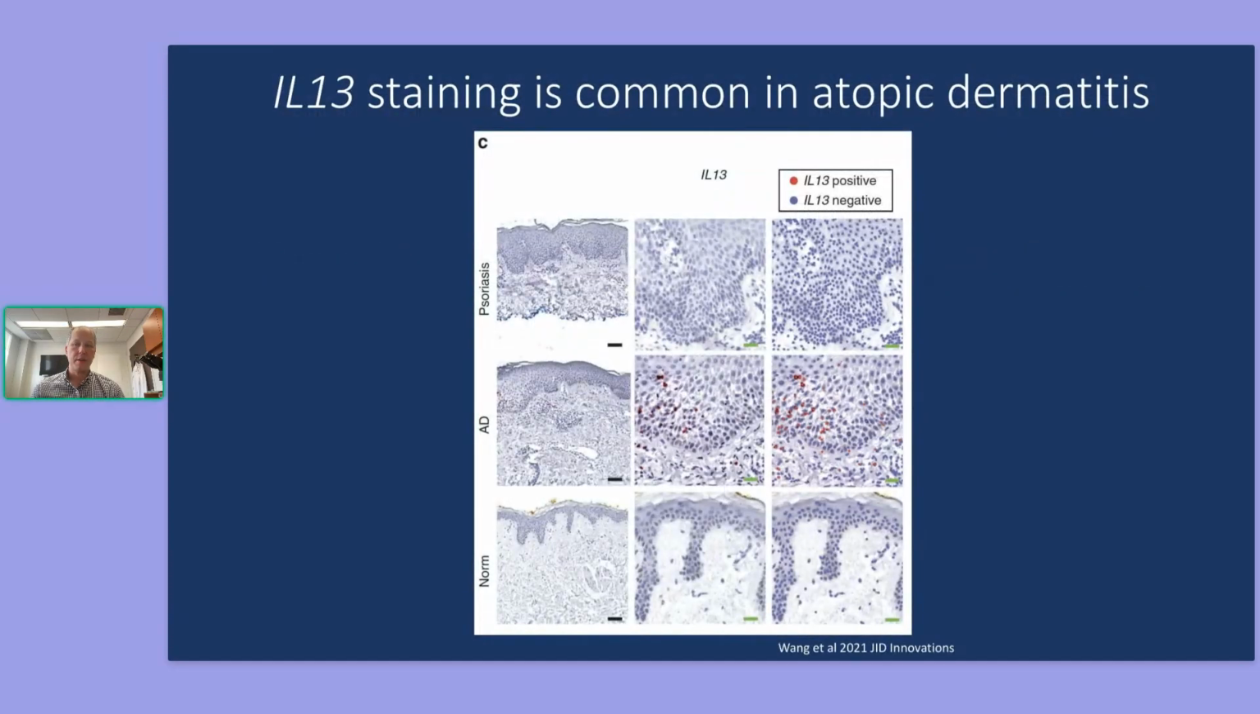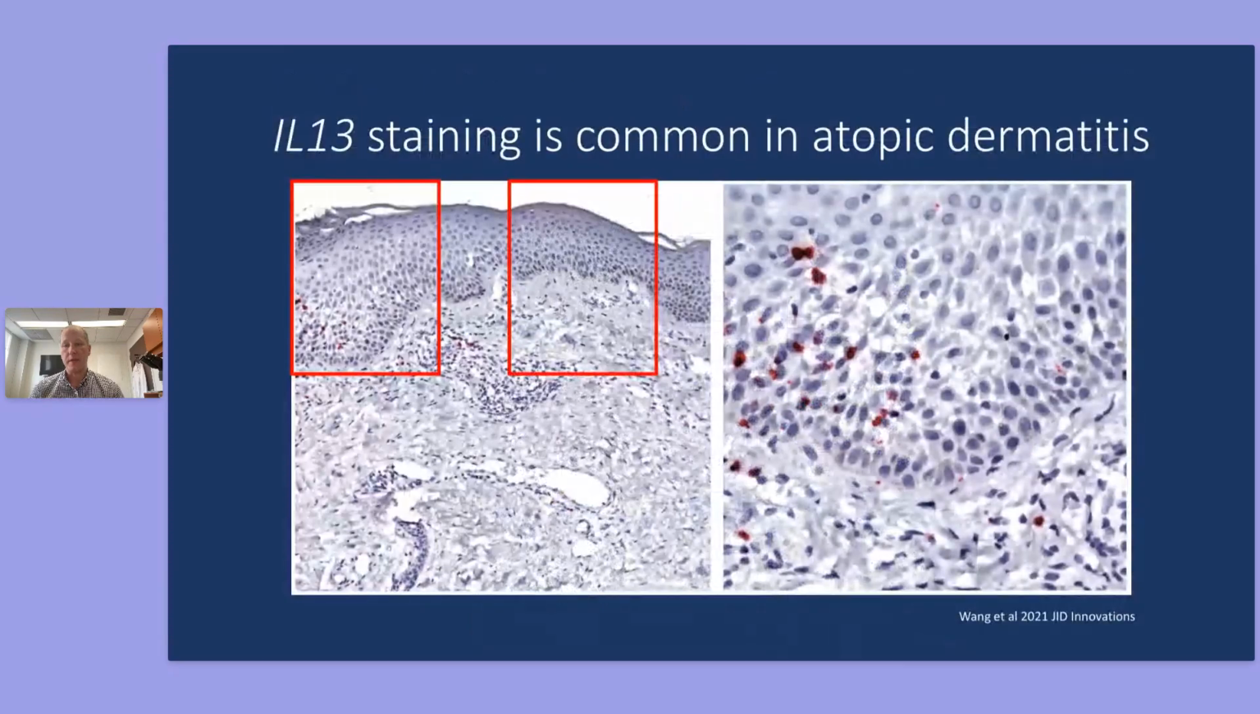Hopefully you can appreciate that where we're looking at IL-13 in psoriasis, there's no staining. When we're looking at atopic dermatitis, there's plenty of staining. And when we're looking at normal skin, there's no staining. And although I didn't emphasize it before, the fact that we don't really see any staining in normal skin is just really, really useful and helpful. Here's a higher power image of what the staining can look like. Again, we're seeing individual cells that are staining red because they're producing IL-13.